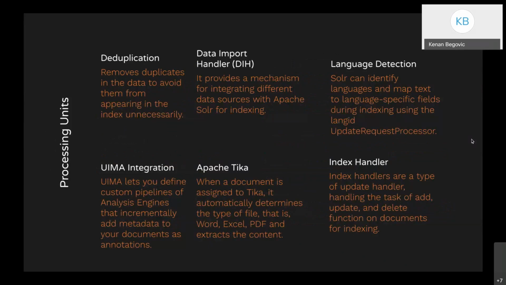So now we come to the third grouping of functions in the Apache Solr layer. Already mentioned is deduplication as one of the processing units. So as the name says, it removes the duplicates in the data to avoid them appearing in the indexes unnecessarily. There is something called Unstructured Information Management Architecture integration with Solr. It's actually an Apache project, and it allows for definition of custom pipelines of analysis engines. And those analysis engines allow for incremental adding of metadata to the documents for annotations.